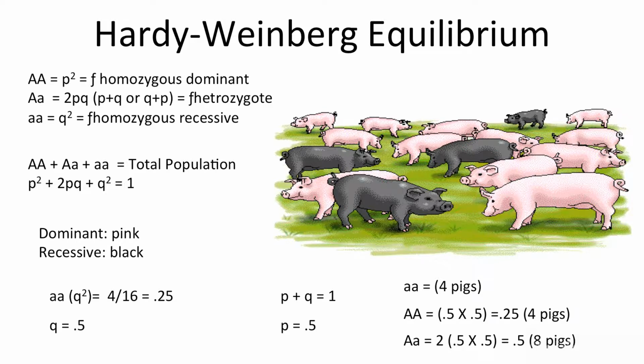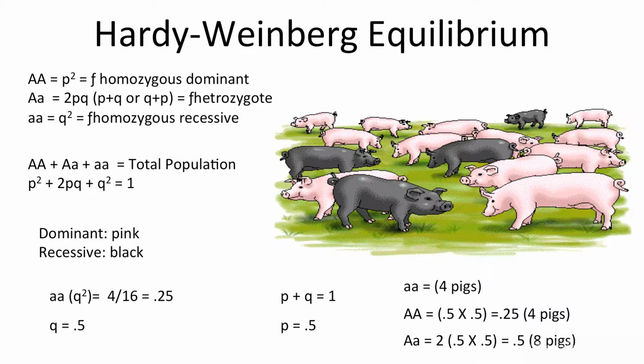Okay, so how do we analyze this population of pigs? The easiest thing to do is identify the individuals in your population that have to be just one of the 3 genotypes. It wouldn't be helpful to count pink pigs right now, because pink pigs could be homozygous dominant or they could be heterozygous, right? But the black pigs are homozygous recessive, so you count the black pigs. To be black, you can only have one genotype, right? So we've got 16 total pigs here, and I've got 4 black pigs.